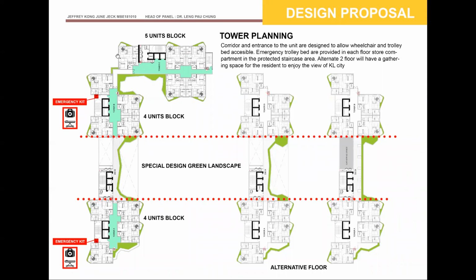So this is my tower planning. In my tower planning, I have 2 so-called emergency kit rooms. Inside there is a toilet, bed and an emergency kit. So in case of emergency, there's a signal that alerts the monitor room, which will be shown later. Then they can come up directly and use any of the rooms.